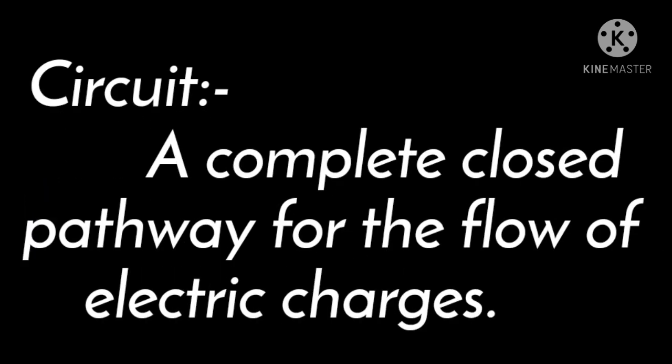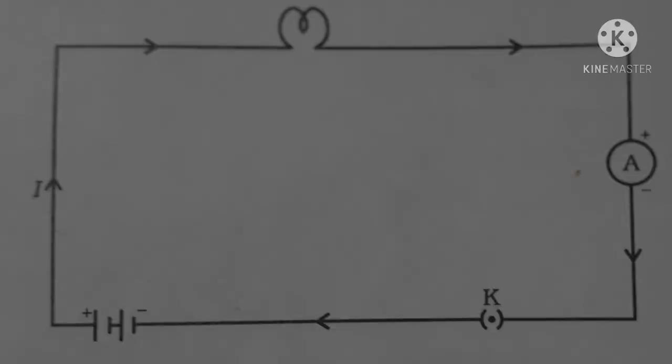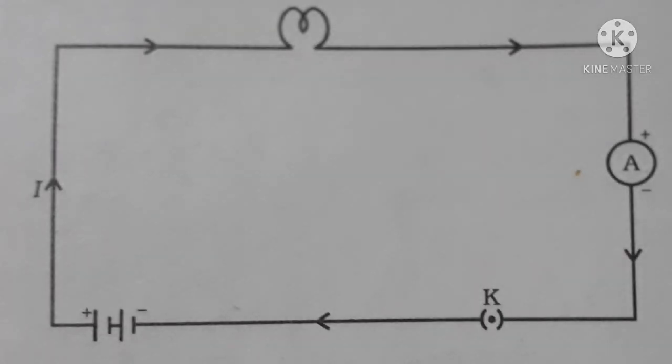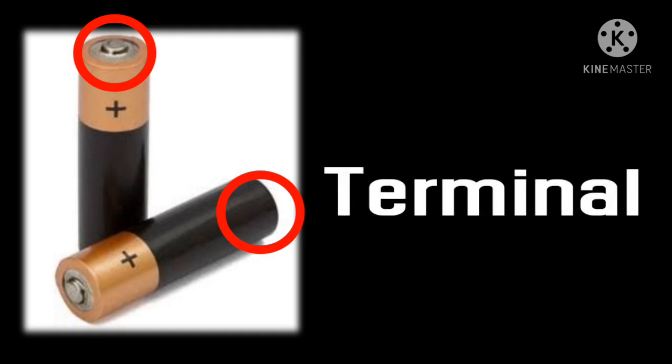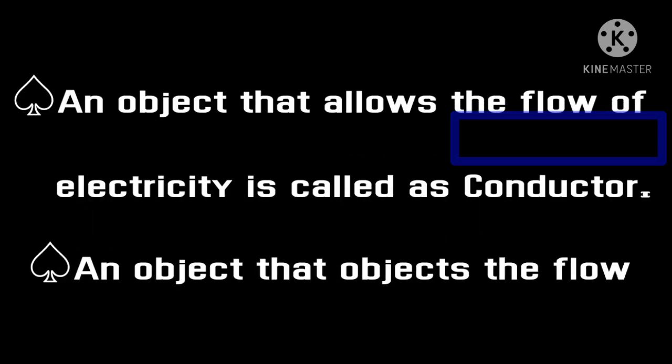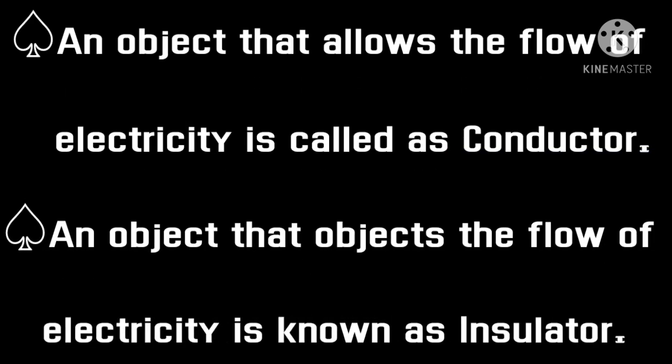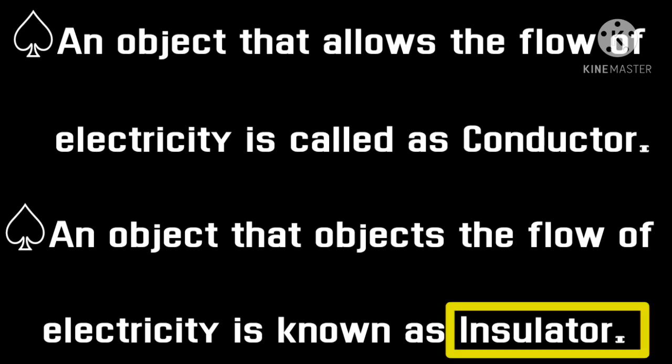A circuit is a complete closed pathway for the flow of electric charges. This is a schematic representation of the electric circuit with the symbols. The ends of the cells are termed as the terminals, like the terminal railway stations. An object that allows the flow of electricity is known as a conductor. An object that obstructs the flow of electricity is known as an insulator.